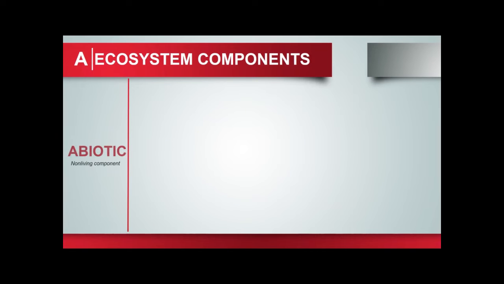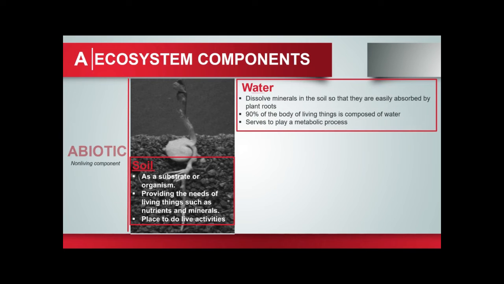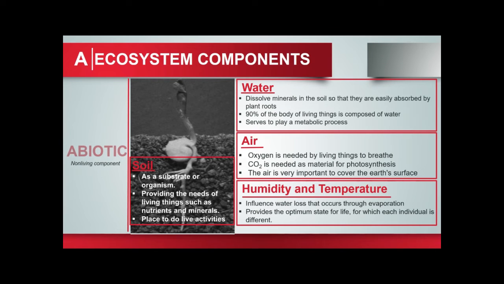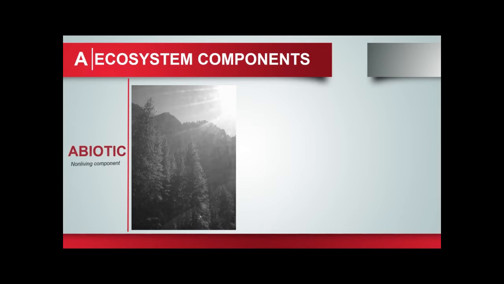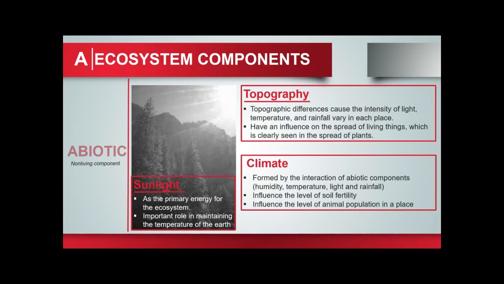Let's talk further about the abiotic or non-living components. There are soil, water, air, humidity and temperature, and the other components of abiotic or non-living components are sunlight, topography, and climate.